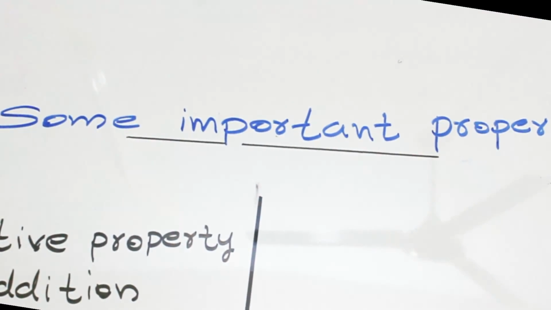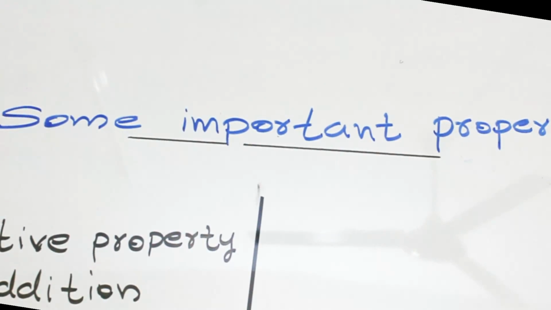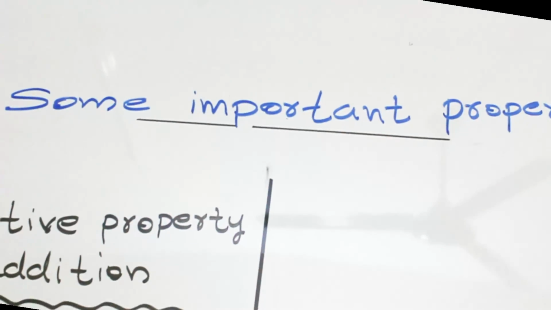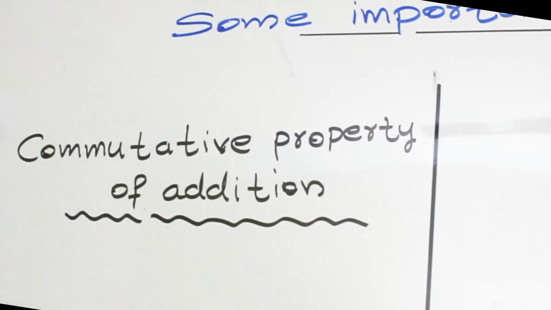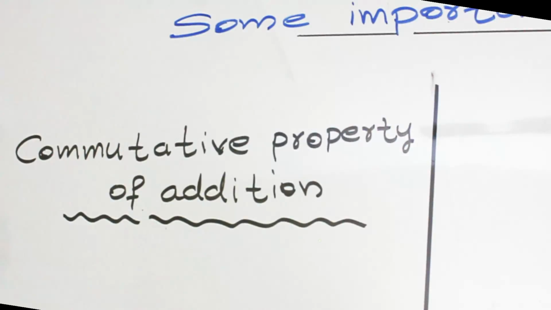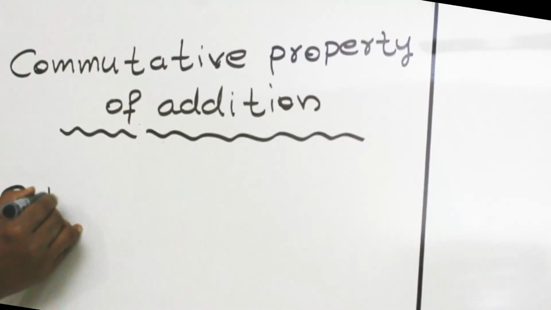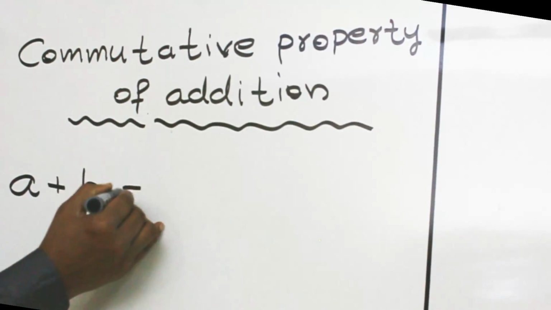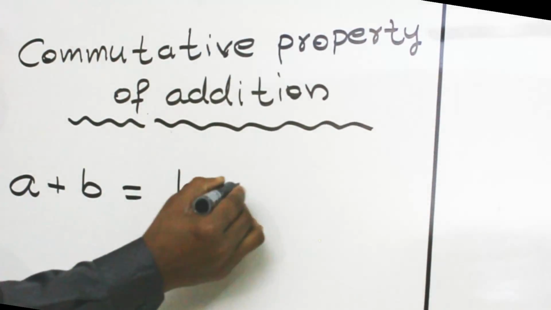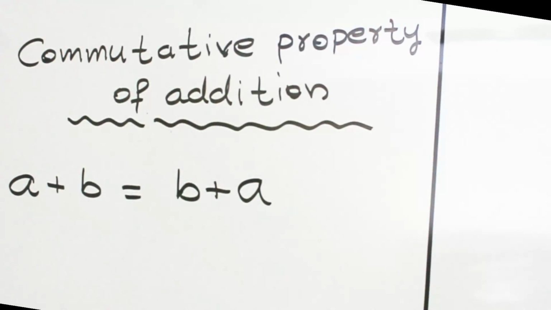Here we will discuss some important properties of the numbers. The first important property is the commutative property of addition. What do you mean by commutative property of addition? It is very simple. A plus B equals B plus A. This is the commutative property of addition.